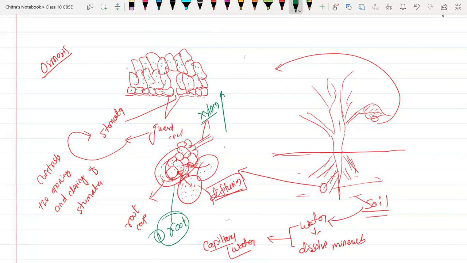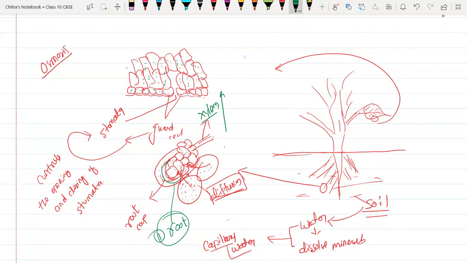Like in the zoomed diagram, see, the tip of the root is called the root cap. It protects the newly born root present on the root tip, so that it does not get damaged by mechanical shock from the soil or animals. So it is used to protect.